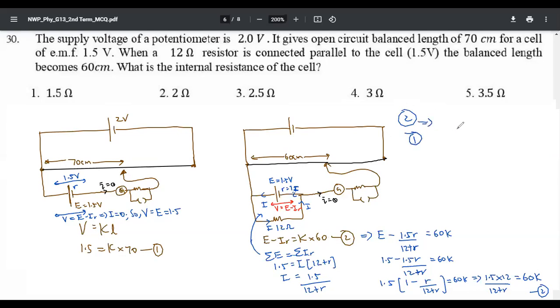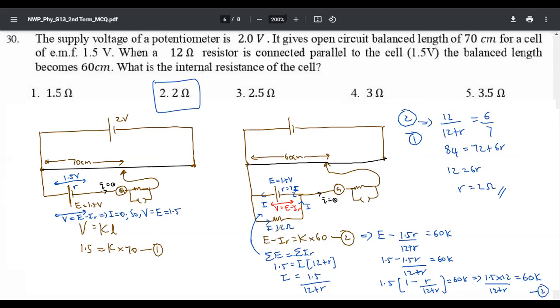When you divide the second one by first one, 1.5 into 12 over 12 plus r is there. So 1.5, 1.5 cancels off, 12 over 12 plus r. And on the other side, what do we have? 60k over 70k, that is 6 by 7. Cross multiply it. 12 into 7 is 84. 12 into 6 is 72 plus 6r. 12 is equal to 6r. R is equal to 2 ohm. Right. Answer is second. Right. Good. Amani, thank you for pointing that out.